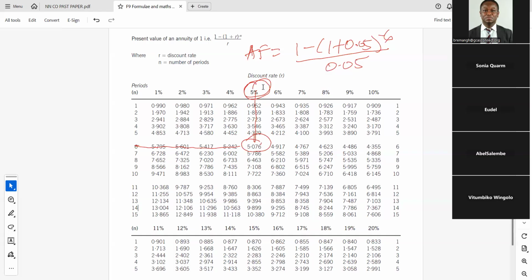A thumbs up from you, if you're okay with how we got the 5% for 6 years. I'm waiting. I'm not seeing any thumbs up so far. This table will be given to you and you use it for your computation. However, if it is not given to you, then you can calculate it in this form. 1 minus, into bracket, 1 plus 0.05 to the power minus 6 over 0.05. Then you get the same answer, 5.076. Great. So let me go back to where I was.